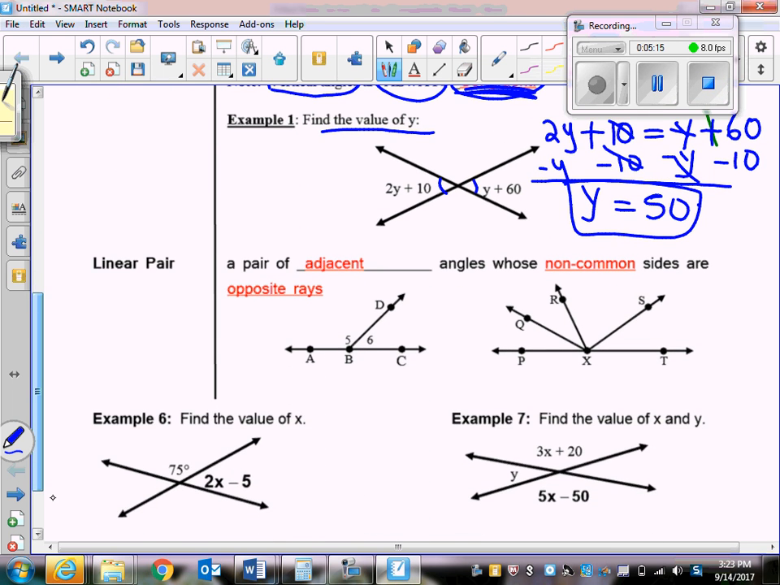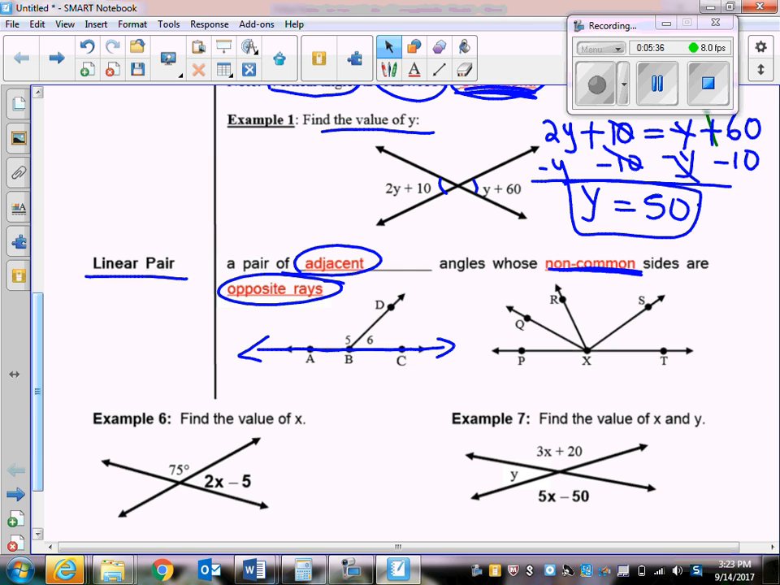Okay. The other definition is linear pair. So linear pair is also adjacent angles. What makes it unique is the non-common side is going to be opposite rays. Okay, so this is what we're talking about. This is not common. They are going to be opposite. BD is the common ray. They're both sharing that. But the opposite non-common sides need to be opposite rays. So in this case, for example, XP and XT are opposite rays.